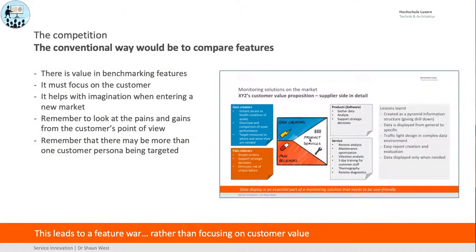The conventional way would be to compare features. I really want to compare what we do for our customers. So go back to the pains and the gains and use the value proposition here as a tool to help you understand that, and combine that with Ulrich's approach, and you'll find that you'll move away from the customer wall.